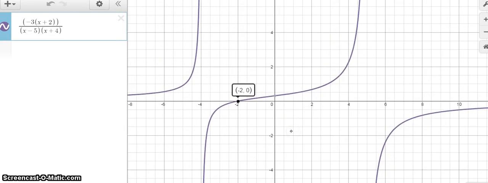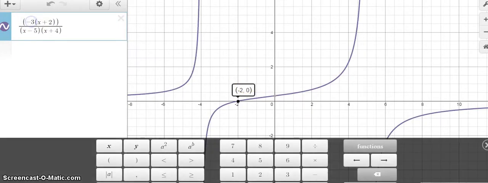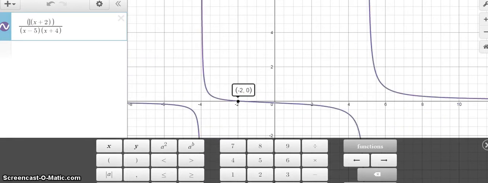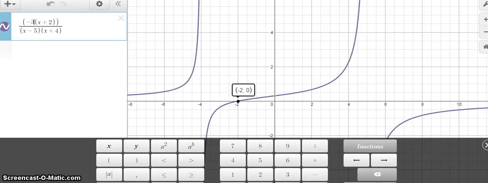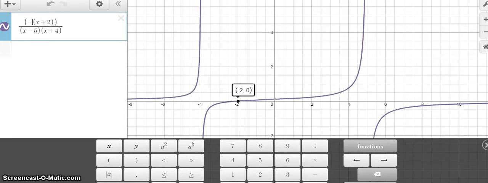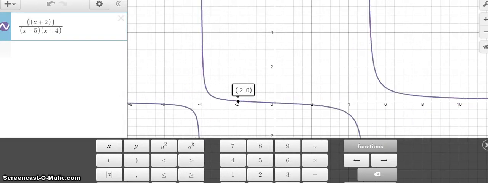Okay, so now what does this -3 do to the function? If I have the -3, here's what it looks like. If I remove the -3, all of a sudden it reflects over the axis. So if I put in a negative, it'll reflect, and if I add the 3 in, it'll change the wideness or steepness of the function. So that -3 is really your a value, like we talked about in quadratics and polynomials.